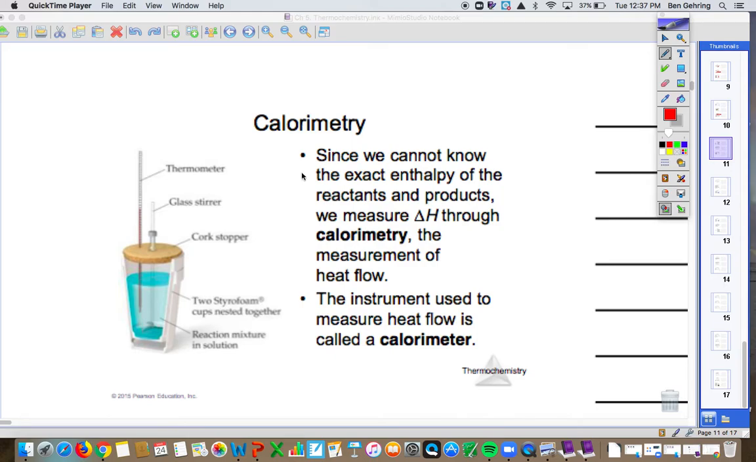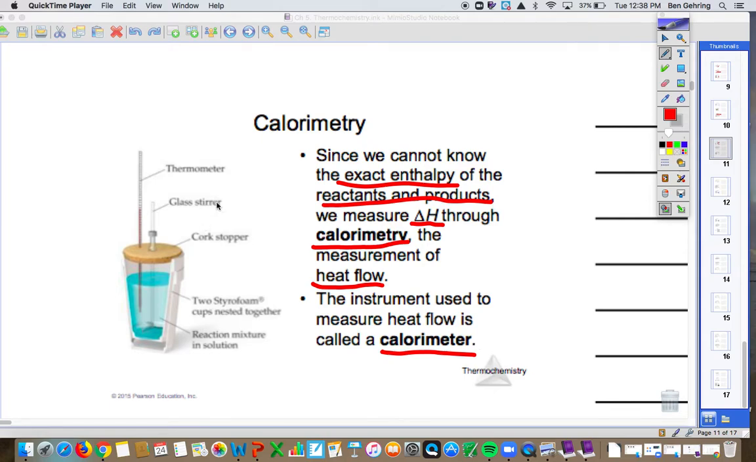Since we can't know the exact enthalpies of the reactants and the products, because that's not something we can currently measure, we measure our change in enthalpy through a process called calorimetry, which is looking at heat flow. To do this, we use something called a calorimeter, which is where the name calorimetry comes from.